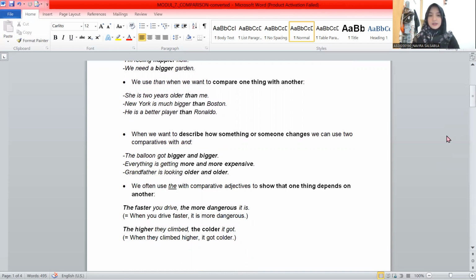We often use the with comparative adjectives to show that one thing depends on another. For example, the faster you drive, the more dangerous it is. It means when you drive faster, it is more dangerous. Second, the higher they climbed, the colder it got. It means when they climbed higher, it got colder.